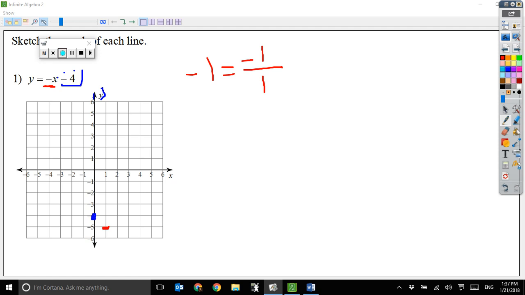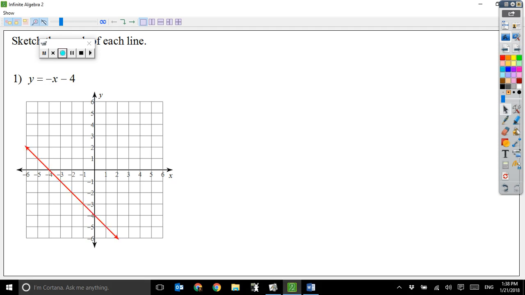And I can keep doing this. I can go down 1, right 1 again. Or instead of going down 1, right 1, I could have gone up 1, left 1, and that would put me there. So now I'm going to connect my points and try to make a line. And I get something like that. I notice the stylus makes my line really curvy, but it's supposed to be a straight line going through those points. Like that, if I do it correctly.